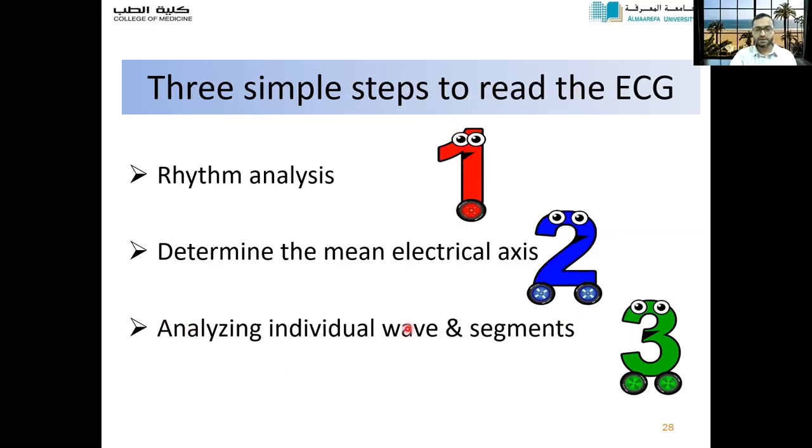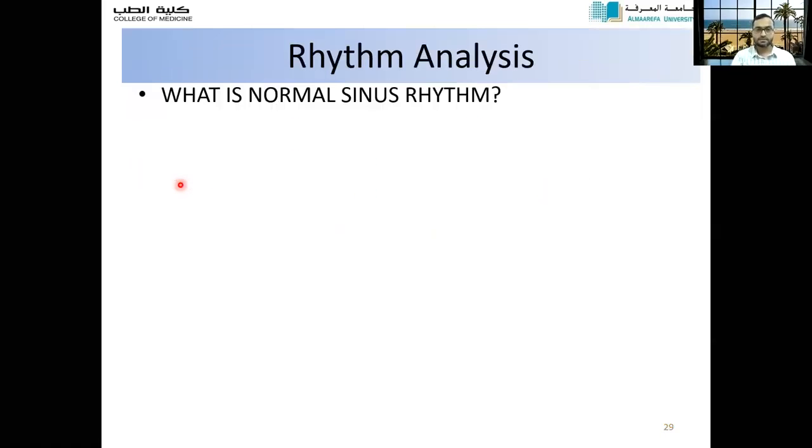Individual waves and segments, some of it we have analyzed just now while I was describing these waves. And more, I will do it here with the rhythm analysis, so we don't have to go separately for this 3rd step. While doing other steps, automatically we are analyzing the individual waves and segments together. So 1 step we have already omitted, and now 2 remain: rhythm analysis and determining the mean electrical axis. Out of that, first we will go for rhythm analysis.